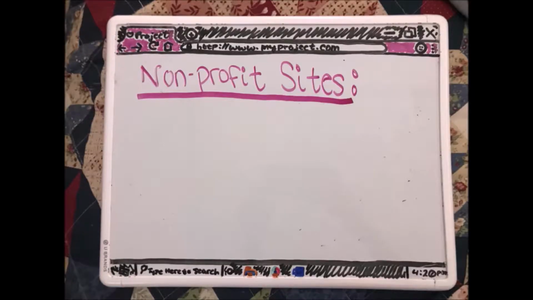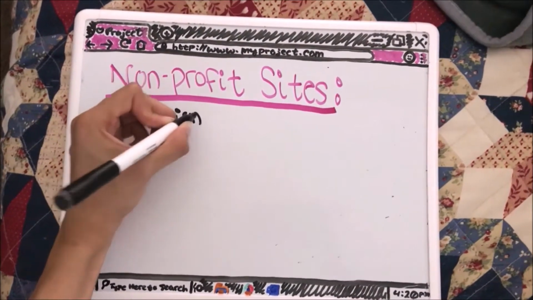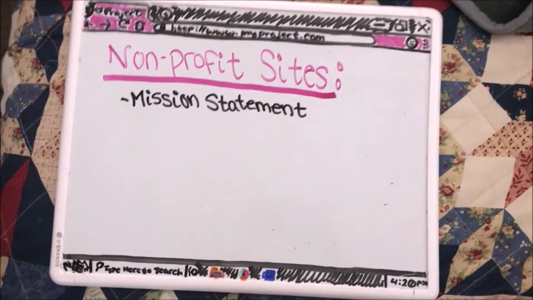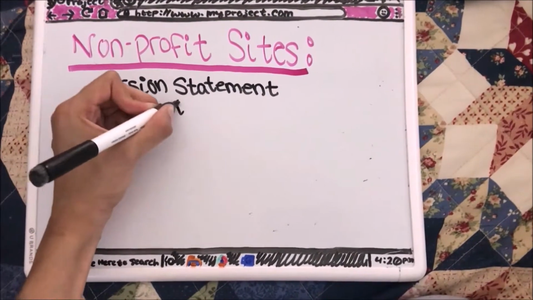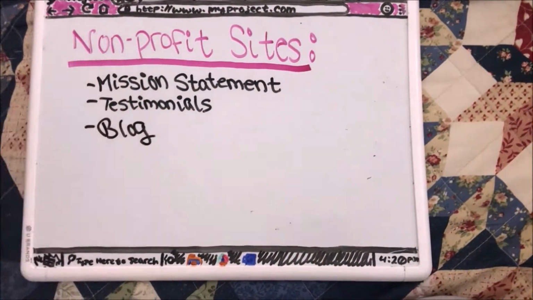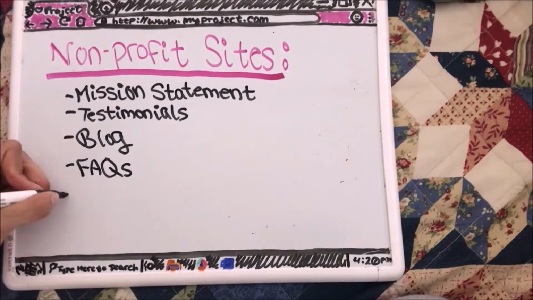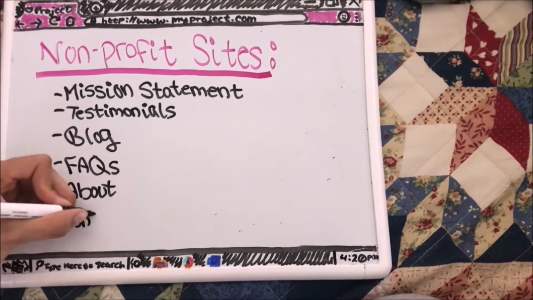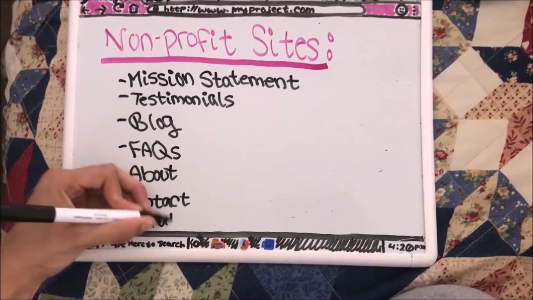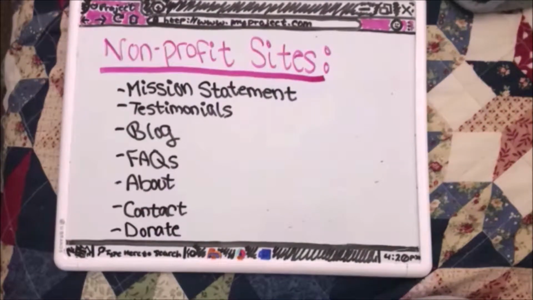Nonprofit sites are designed to provide information about their cause and elicit financial support. Examples of pages you might see on a nonprofit site include mission statements, testimonials, blogs, frequently asked questions, information about the staff, ways to contact the nonprofit, and most importantly, ways to donate.